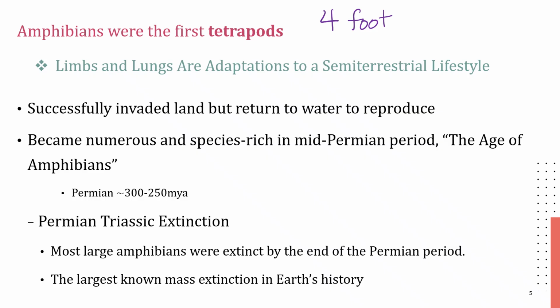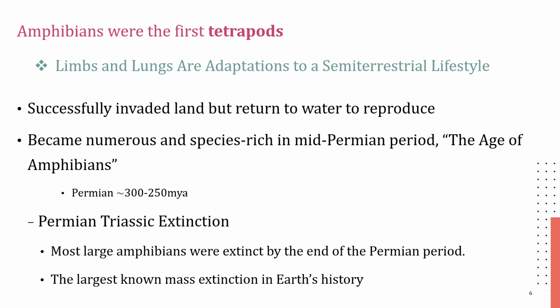So amphibians are still tied to water just like early plants were tied to water, like early mosses, because of their reproductive mechanisms. Amphibians did really, really well until the mid-Permian, which was around 250 million years ago. And then many of them were wiped out during the Permian-Triassic extinction. This was one of the biggest extinction events that we've seen.